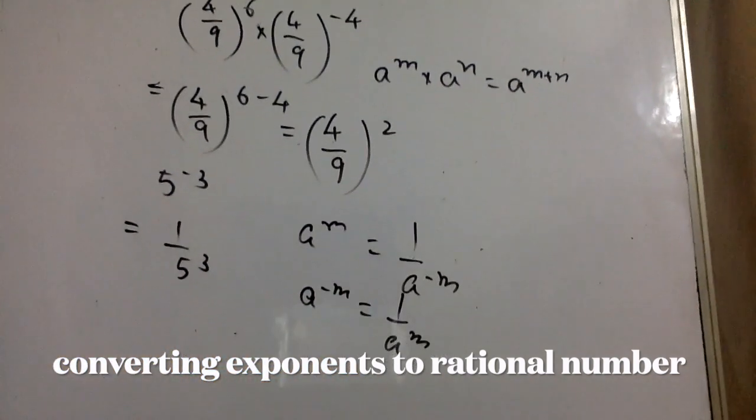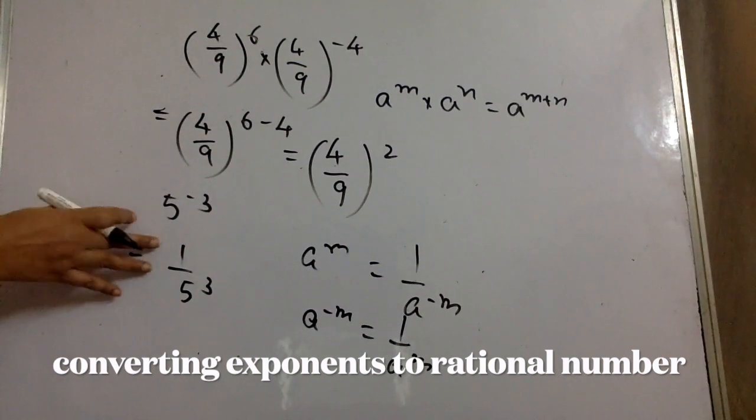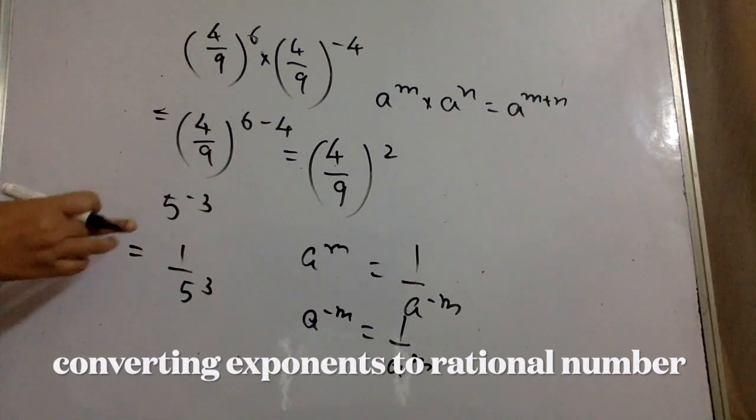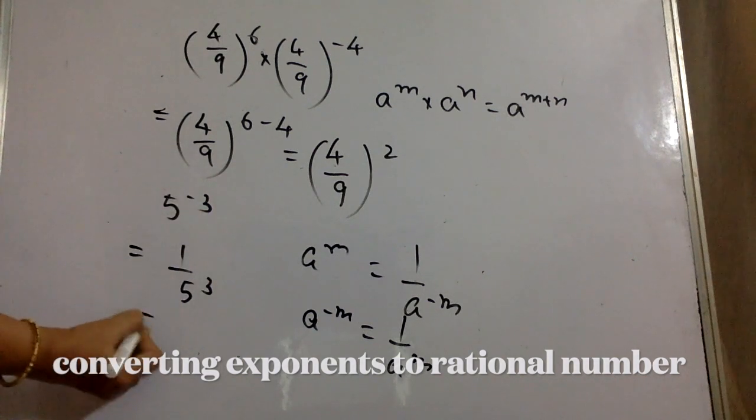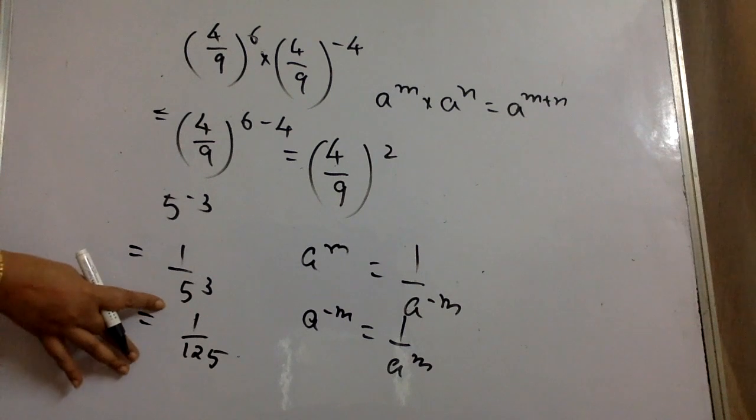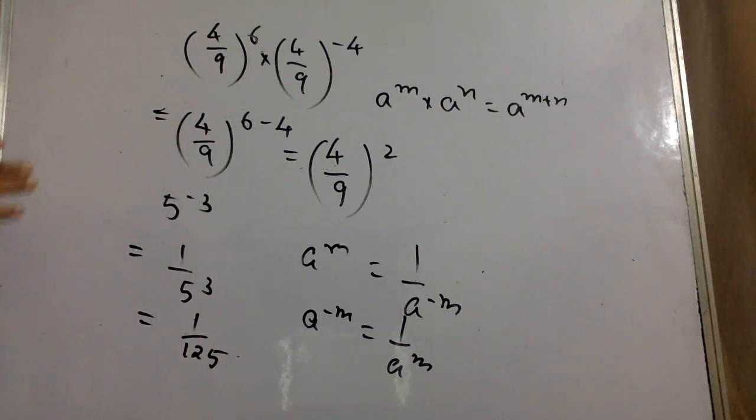Both are correct. Here we have not yet reached the rational number. We have only got it to the positive power. Remember, we can't work with this. So here I have 125. This is my final answer, which is I have converted it to a rational number.